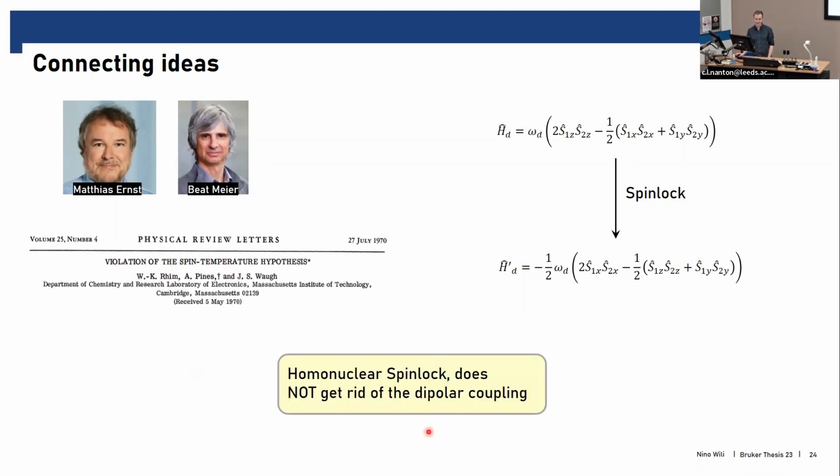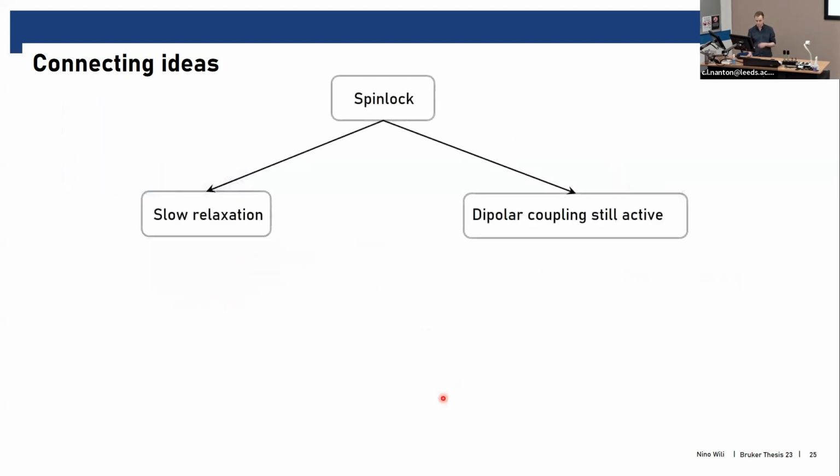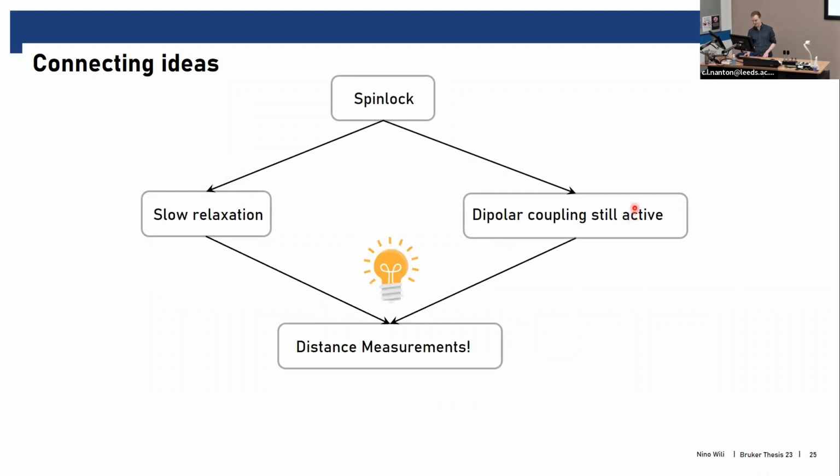Yeah, but the takeaway here is that if you have a homonuclear spin lock, then you're not actually getting rid of the dipolar coupling, at least not completely. And then I basically just connected the ideas. Okay, you have slow relaxation. You're not getting rid of the dipolar coupling. Well, probably you can somehow figure out a way to do distance measurements with this.